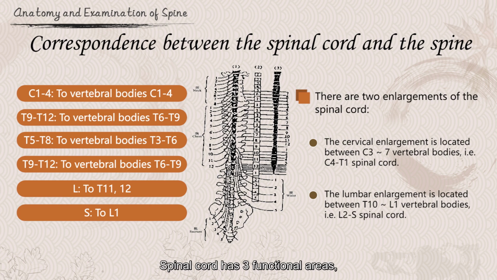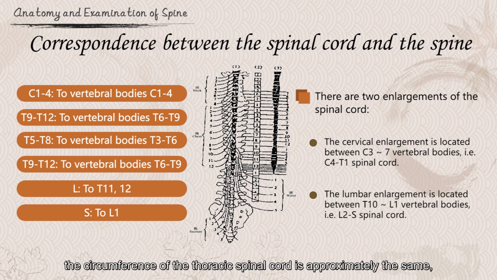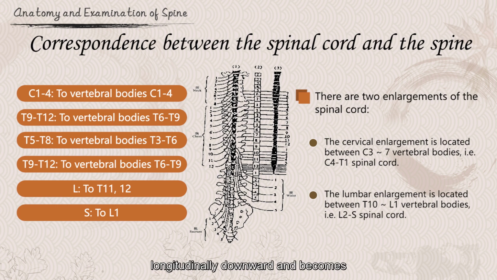The spinal cord has three functional areas. Cervical enlargement is the area of brachial plexus origin, dominating the movement and sensation of the upper limbs. The circumference of the thoracic spinal cord is approximately the same, and the lumbar enlargement is the area of lumbosacral plexus origin, dominating the movement and sensation of the lower limbs and the spontaneous urination function of the bladder. The nerve roots that originate from the lumbar enlargement run longitudinally downward and become the cauda equina around the filum terminale. It is located in the spinal canal below the second lumbar vertebra and suspended in cerebrospinal fluid.